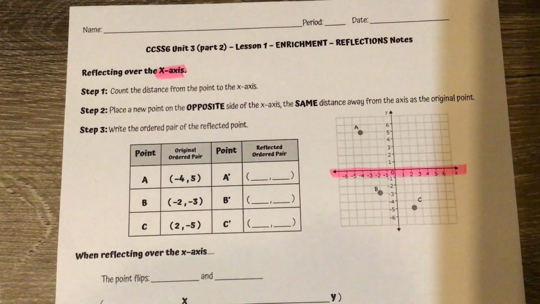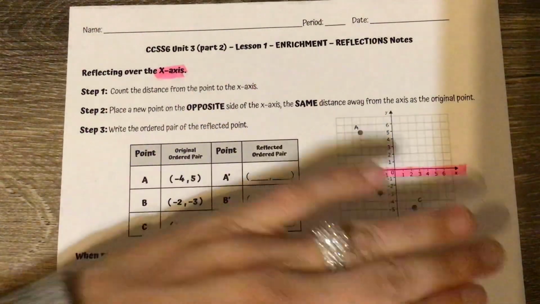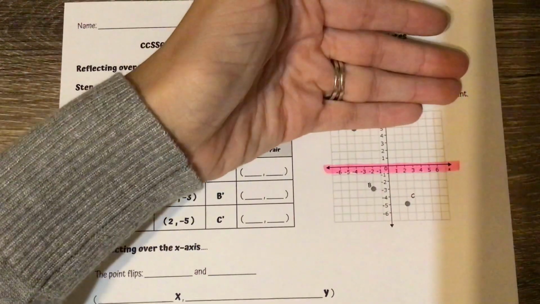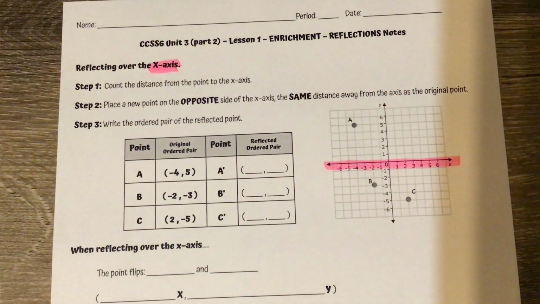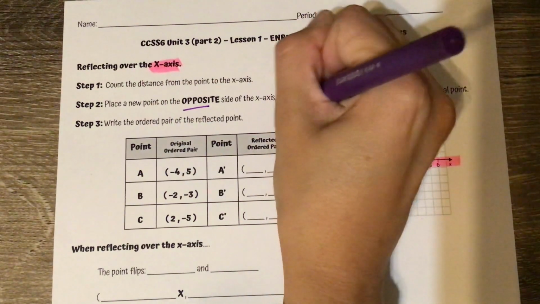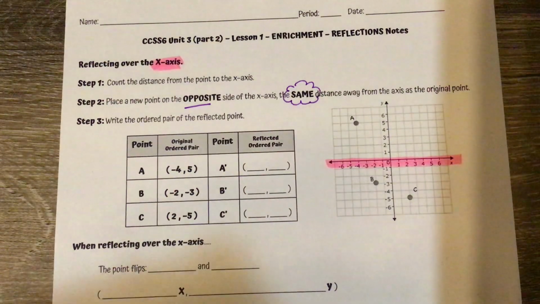So when we're flipping over the x-axis, since we're flipping over this line right here, anything that's below flips above, and anything that's above flips below. So step one is we're going to count the distance from one point to the x-axis, and then for step two, we're going to place a new point on the opposite side of the x-axis, the same distance away. So that's key, same distance away. And then, we're going to write the ordered pair for that reflected point.